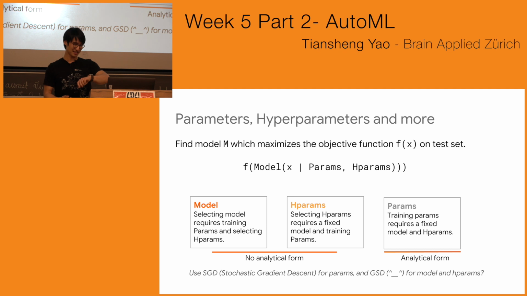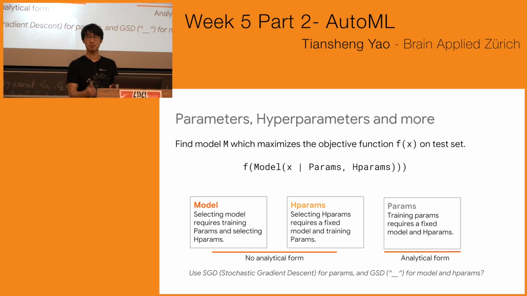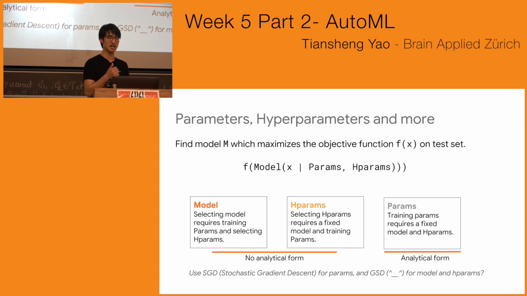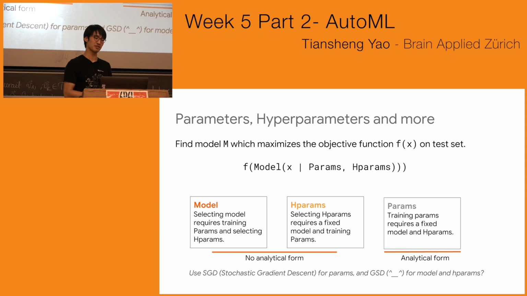To understand that, we need to understand how these 3 for loops, these different ingredients, interact with each other. For example, how parameters, hyperparameters, and the model interact with each other. If you write down what we are going to optimize, we have an objective function, which is f of x, and we want to evaluate the performance of a specific model trained on specific hyperparameters. And the parameters are a result of training with the model and the hyperparameters fixed.